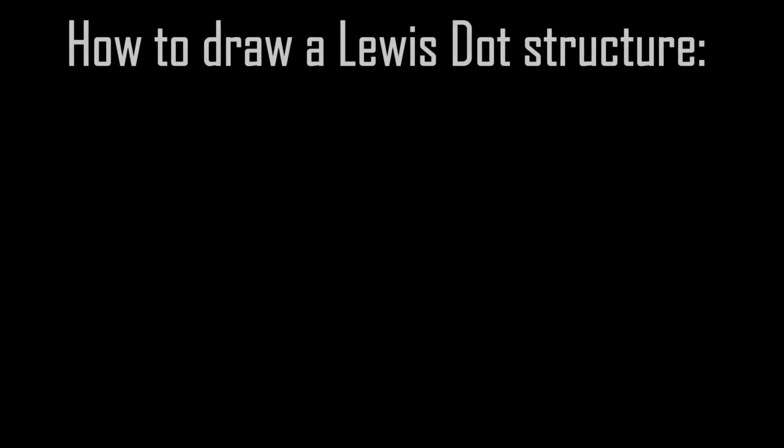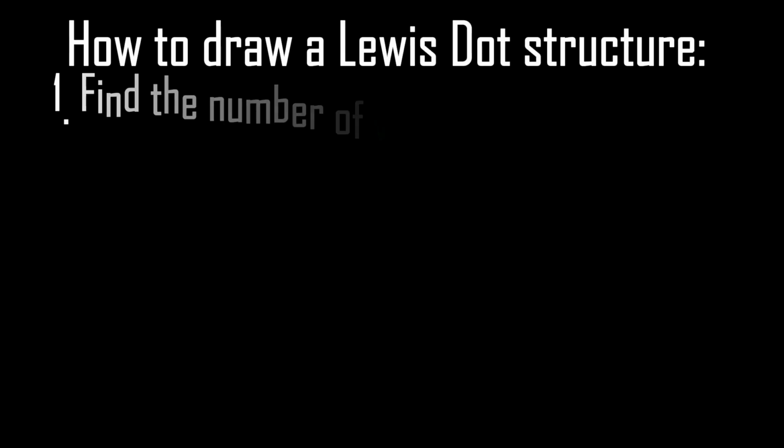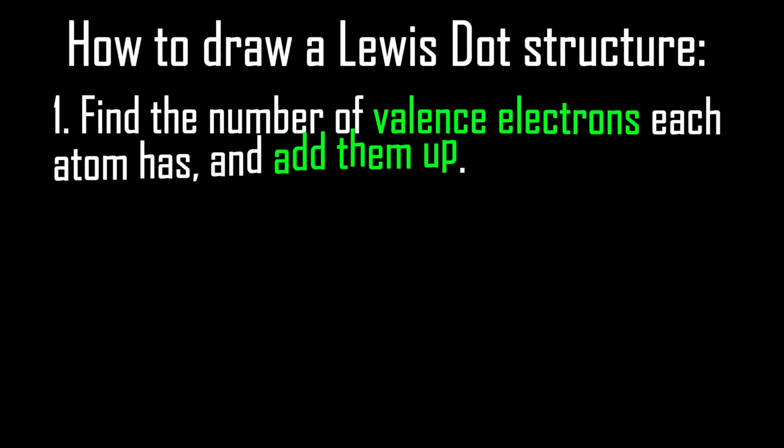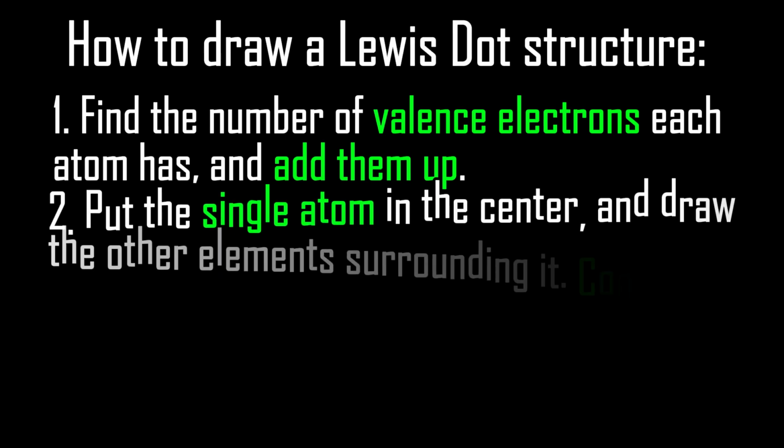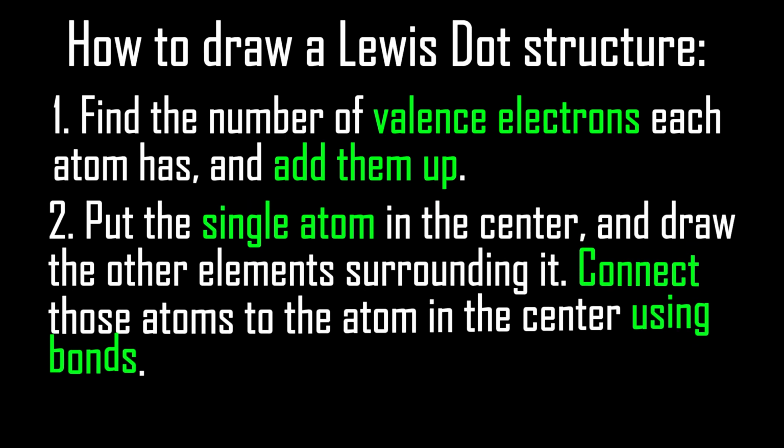There are a lot of methods to drawing a Lewis structure, but I usually like to do this. First, find the number of valence electrons that each atom has, and then add them all up. Then, put the element with only one atom in the compound in the center, and draw the other elements surrounding it. Connect those other atoms to the atom in the center. After doing the basic stuff, your goal is going to be to give each atom 8 valence electrons, whether through bonds or lone pairs, without exceeding the total number of valence electrons in the whole molecule.